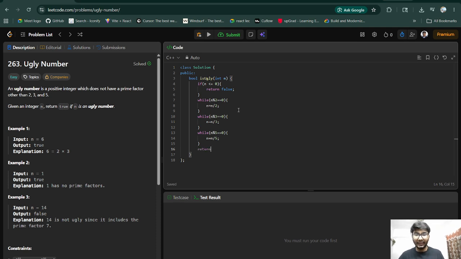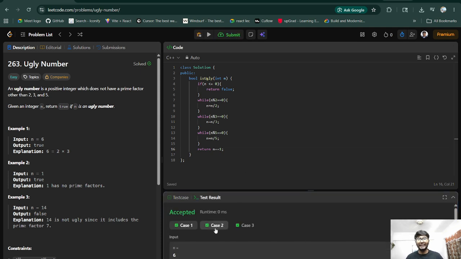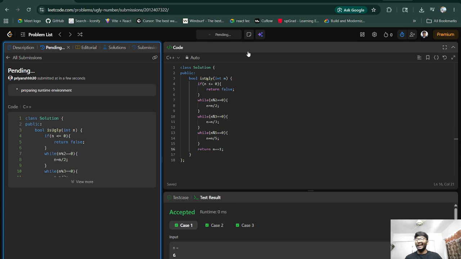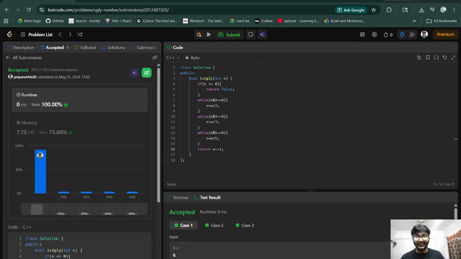At last we will be returning n equals 1. If this is true, then it is an ugly number, or else it is not ugly. Let's check the code. As you can see, our cases have been accepted, so our code and logic are completely correct, and this was the simplest way to solve this question. As you can see, it is also submitted.